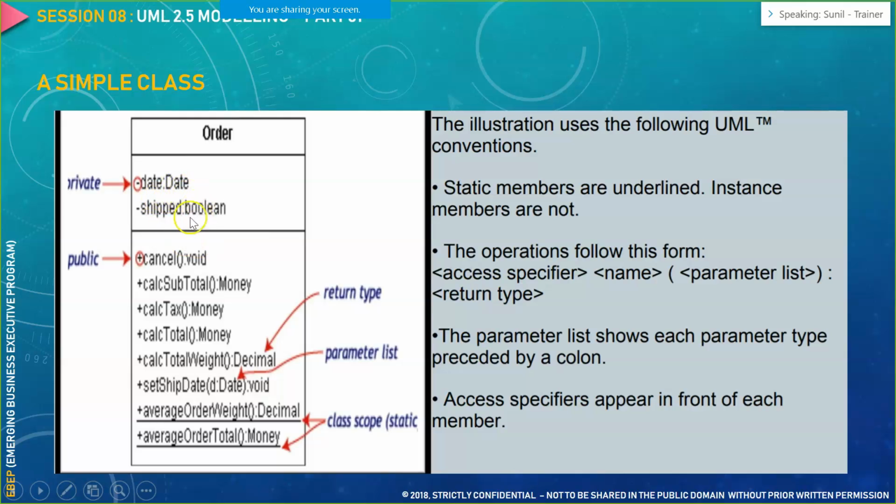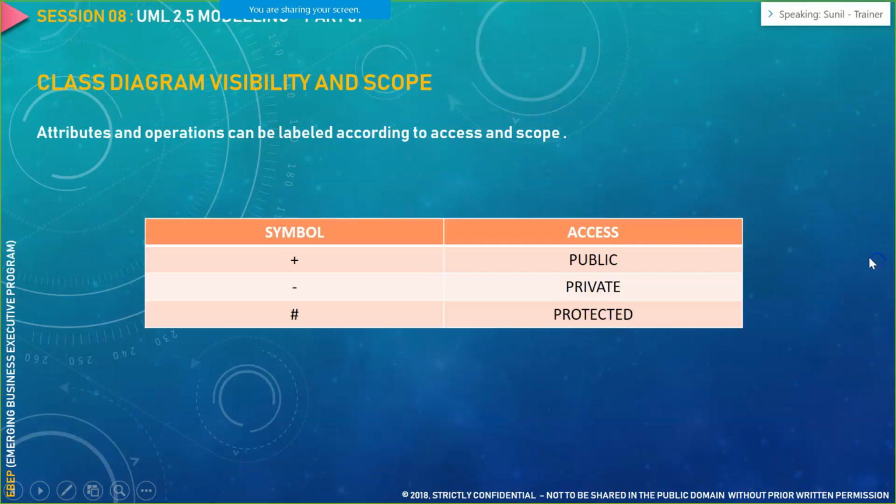Now, how would it have a direct relationship with the development team? When they are creating a database table, they would create an order table. In that order table, it would have date, shipping date. If the order has been cancelled, there would be a boolean value which would indicate the order has been cancelled or it has not been cancelled. It would have a total column, a tax column, a weight column, shipping date column, and so on. So on the basis of this class diagram, the development team would be creating their database table.